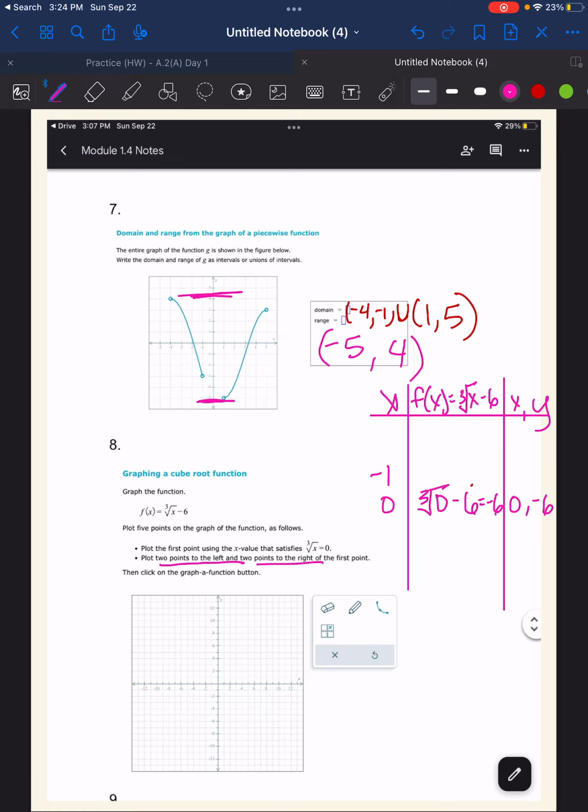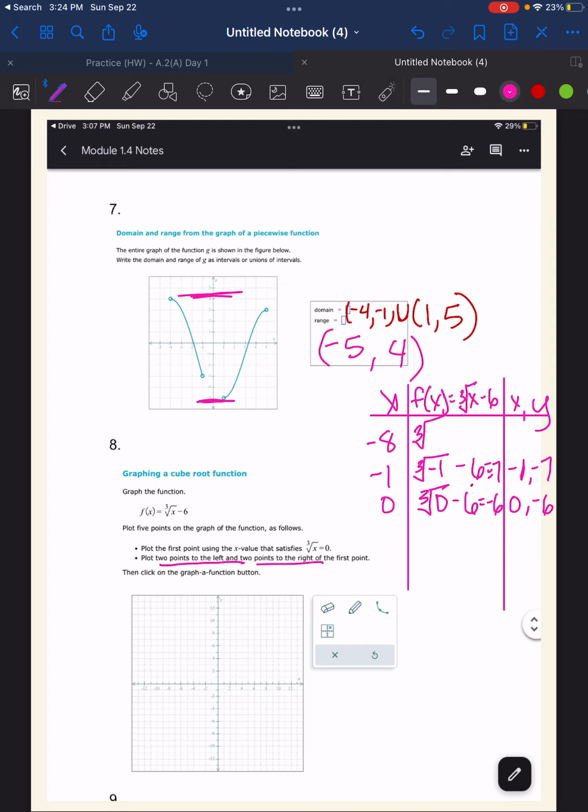If I go 2 to the left, I'm going to use negative 1 and negative 8 because I know those are perfect cube roots. Negative 1 minus 6, cube root of negative 1. What times what times what is going to get you negative 1 is negative 1. Minus 6 is negative 7. So negative 1 and negative 7.